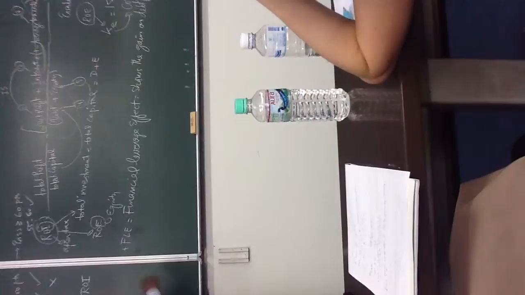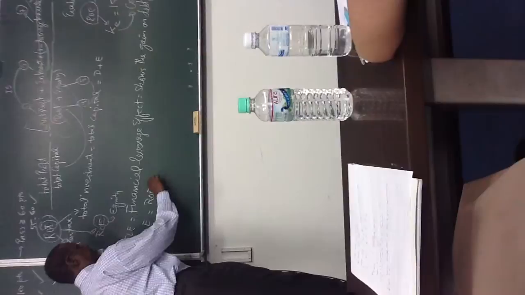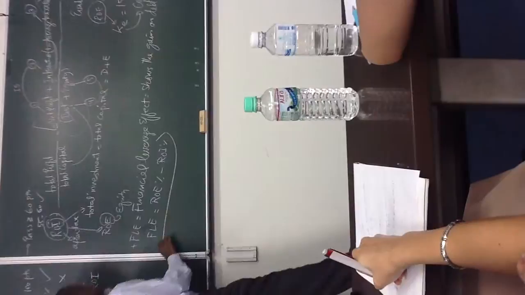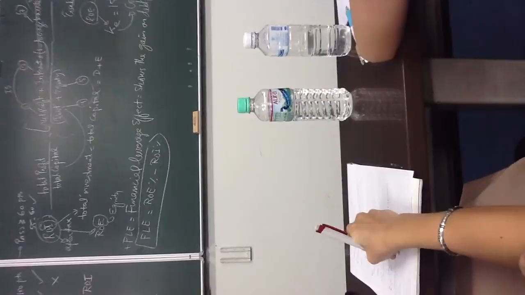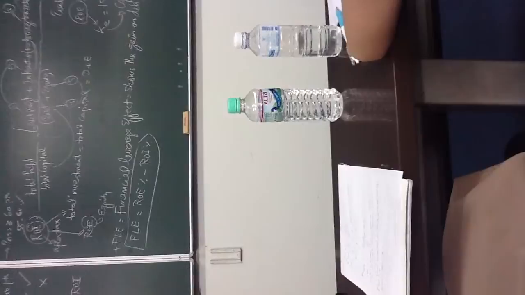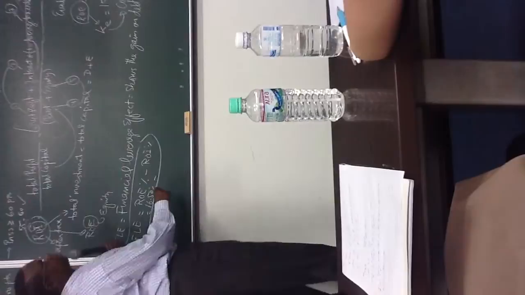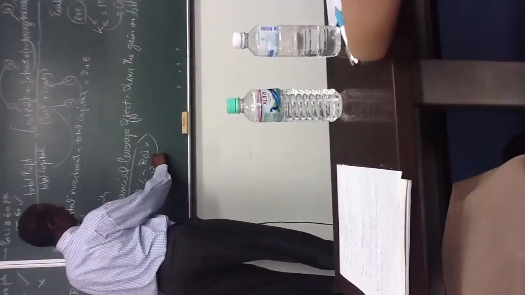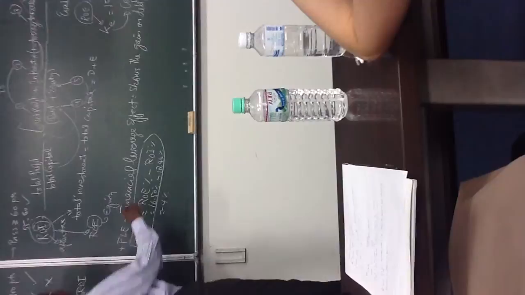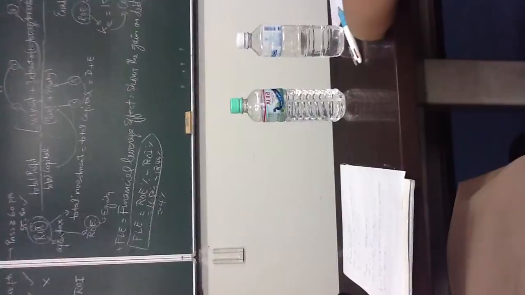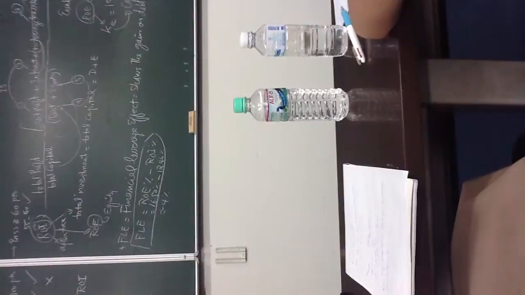Now, how do we calculate this one? You say R of E percentage minus R of I percentage. According to the hypothetical numbers we use, R of E is 60.5%, R of I is about 20.46%. This is approximately 4%.